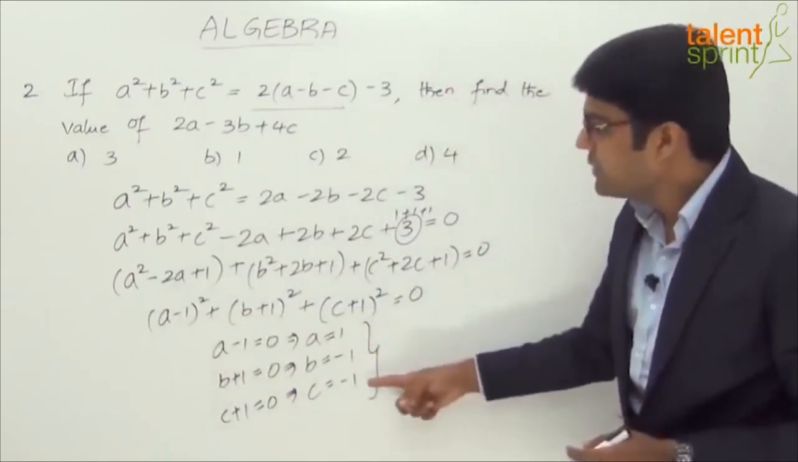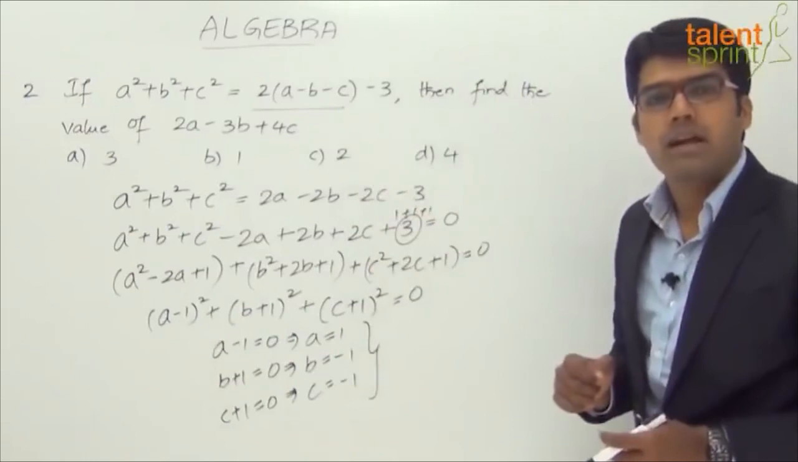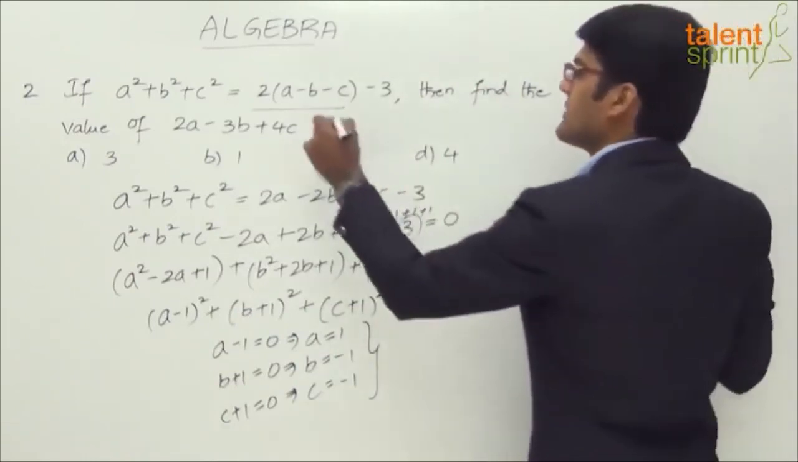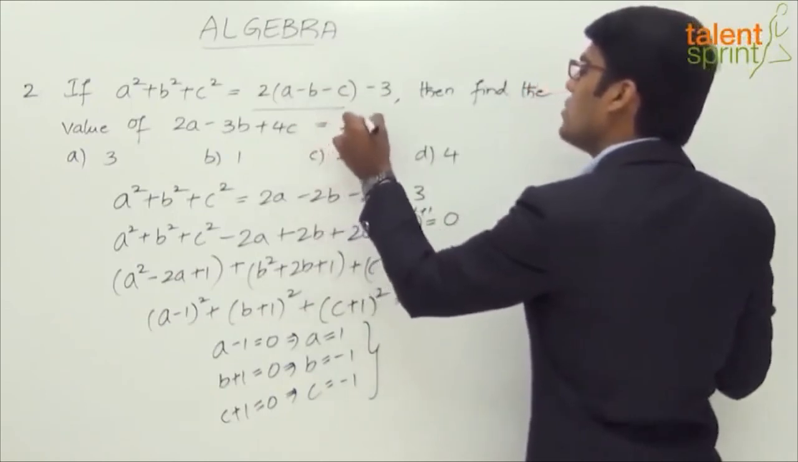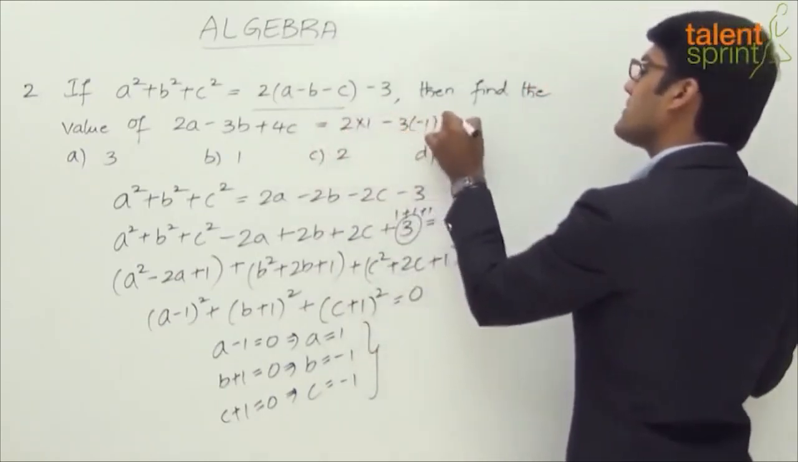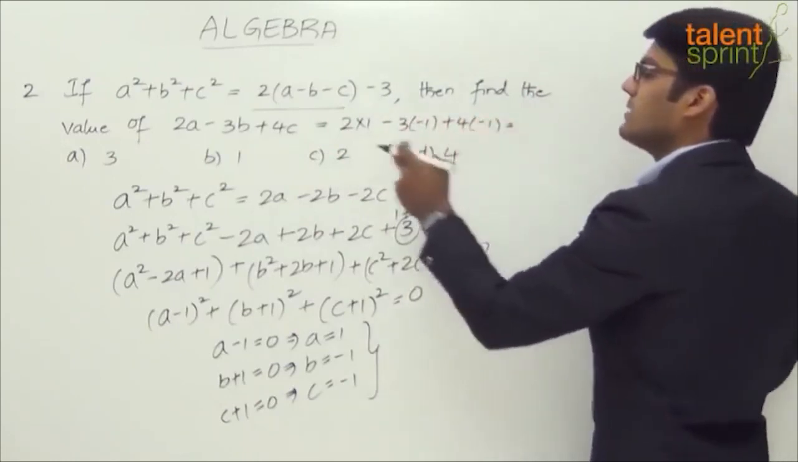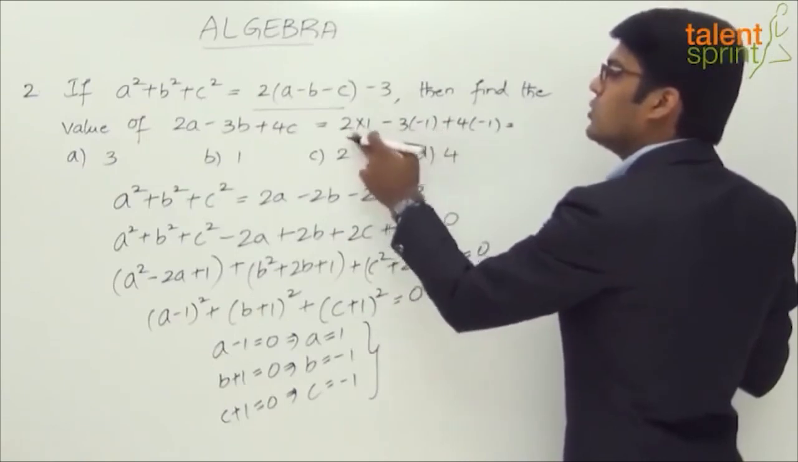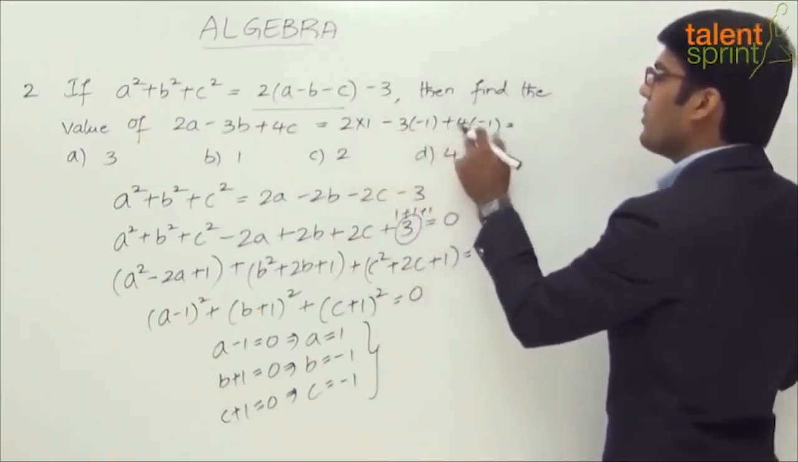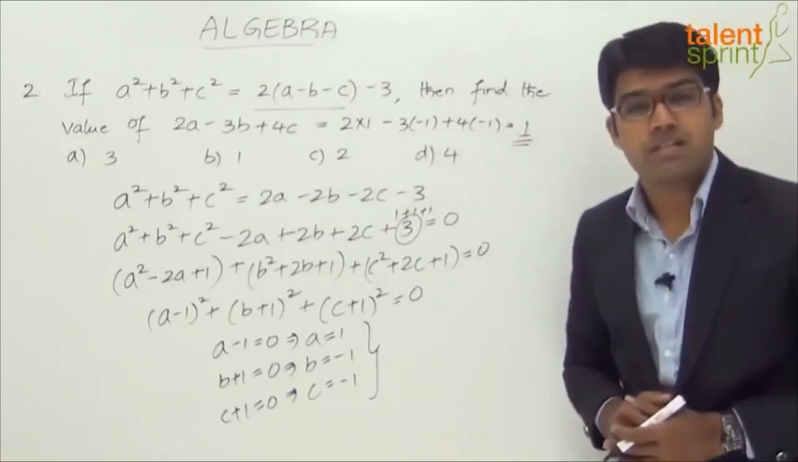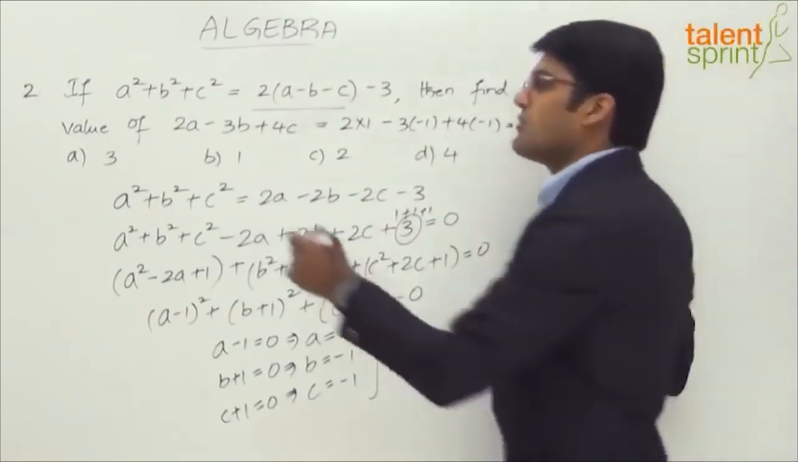Now that we have got the values, substitute in the required equation, right? 2a minus 3b plus 4c. So this will be equal to 2 into 1 minus 3 into minus 1 plus 4 into minus 1. So this is 2 plus 3, right? Minus 3 into minus 1 is plus 3. So 2 plus 3, 5. 5 minus 4 equals 1. So we can say that the answer for the given question will be equal to 1, which is option B.